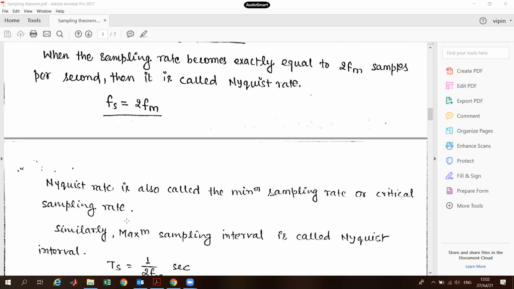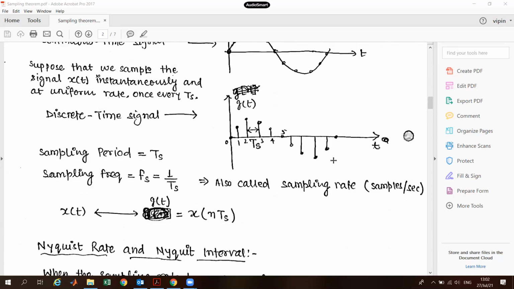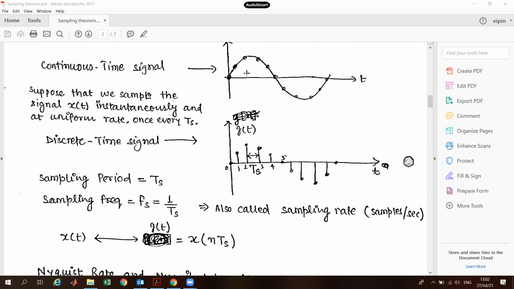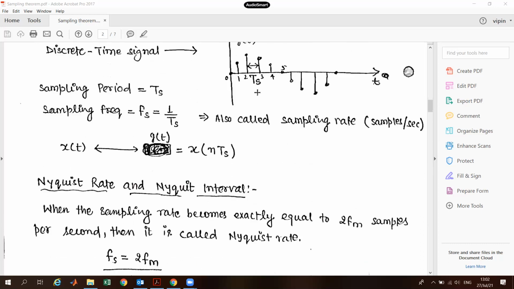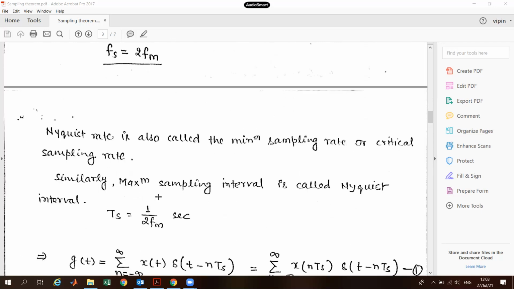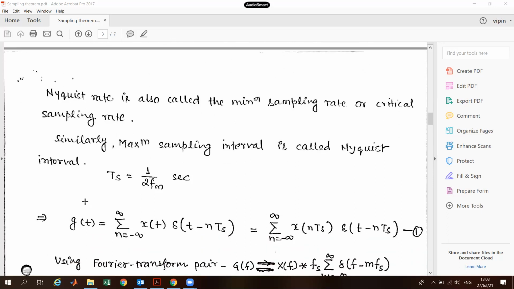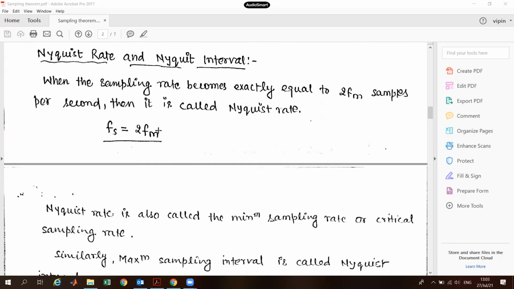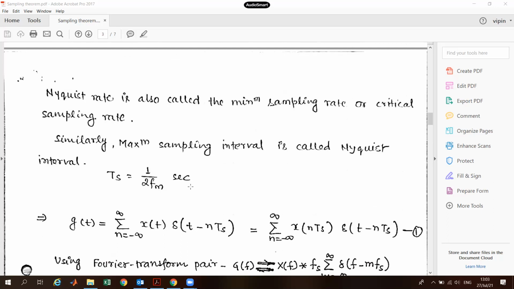If your sampling frequency is not equal to 2Fm or greater than that, then you will not be able to recover a signal from its samples. Basically, if a signal is given to you and your Fs is not greater than or equal to twice Fm, what is Fm? Fm is the maximum frequency component in this signal. So your sampling rate in order to recover the signal must be greater than or equal to twice the frequency of this signal. It is called the minimum sampling rate or critical sampling rate. Similarly, the maximum sampling interval is called the Nyquist interval, and it is equal to 1 divided by 2Fm seconds.